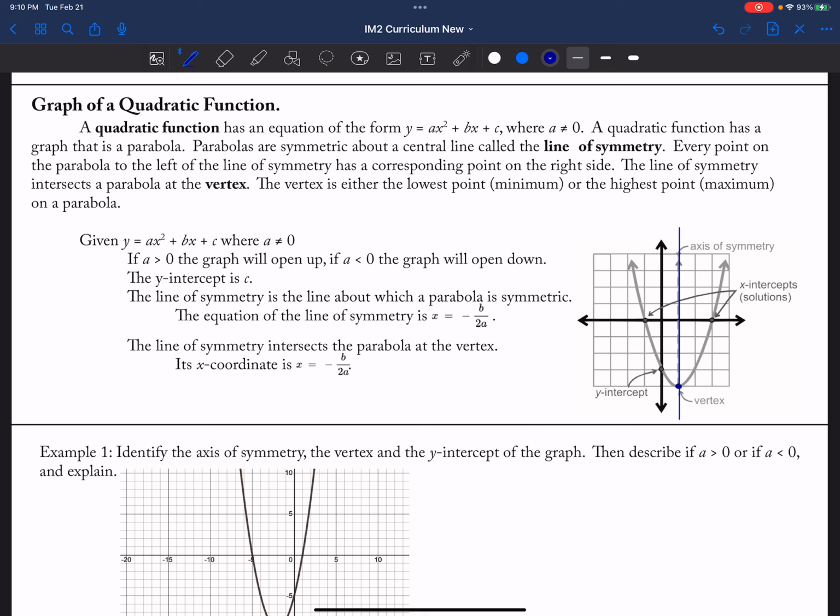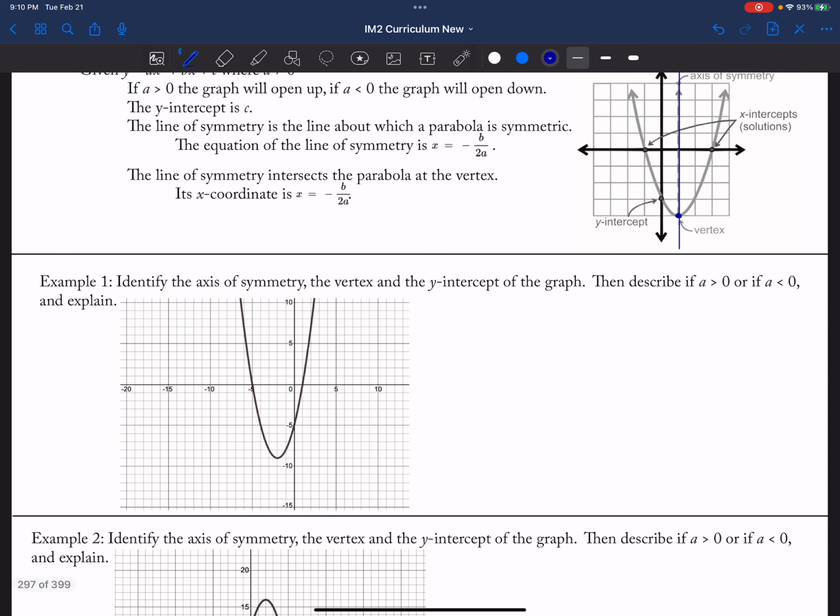In order to make a parabola, I need 3 points. I need the vertex, which is the highest or lowest point. And then I need either the y-intercept or a symmetric point, or I need 2 x-intercepts, so I need something else. And so we're going to go through some graphing things, okay?